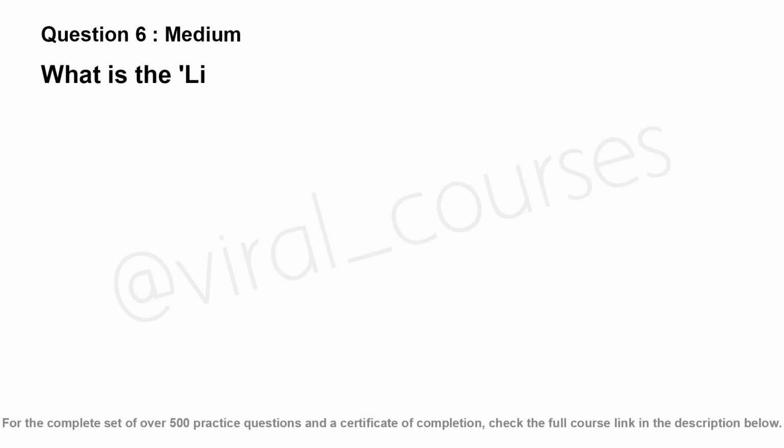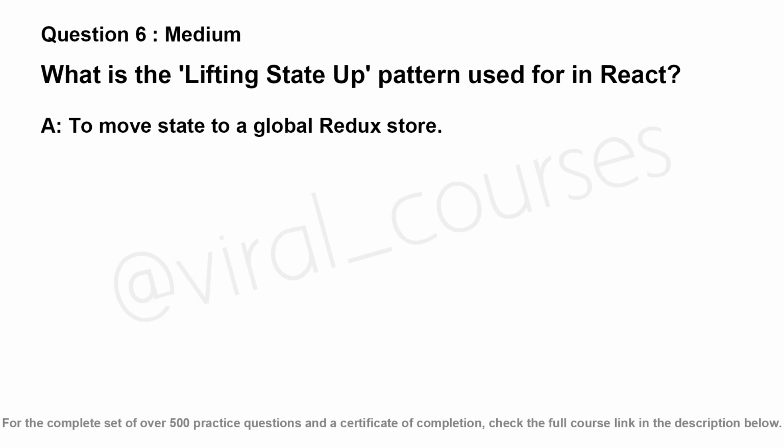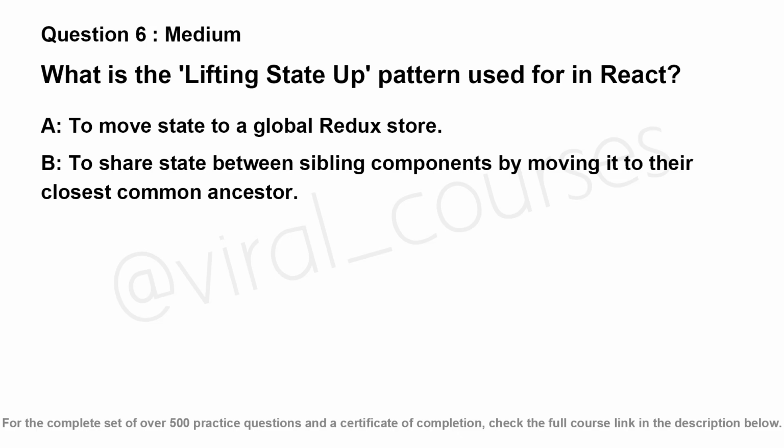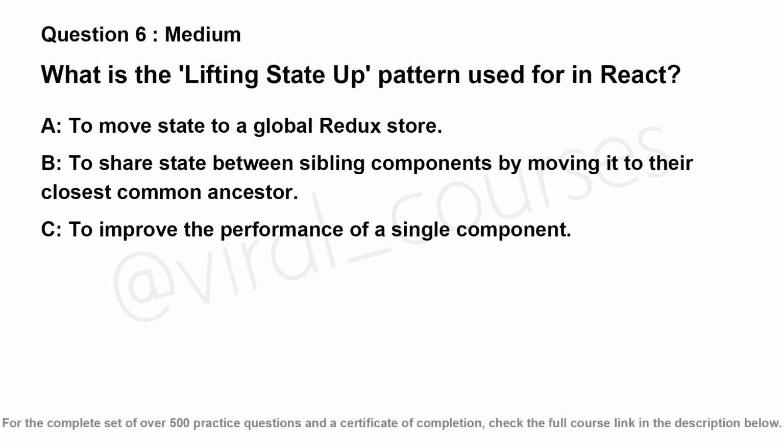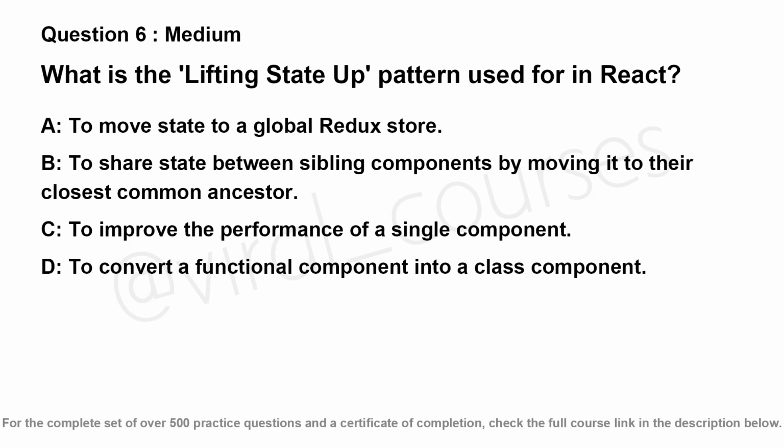What is the lifting state up pattern used for in React? Option A. To move state to a global Redux store. Option B. To share state between sibling components by moving it to their closest common ancestor. Option C. To improve the performance of a single component. Option D. To convert a functional component into a class component.